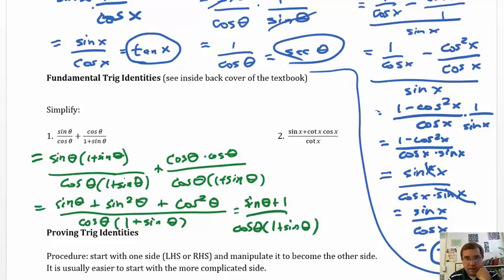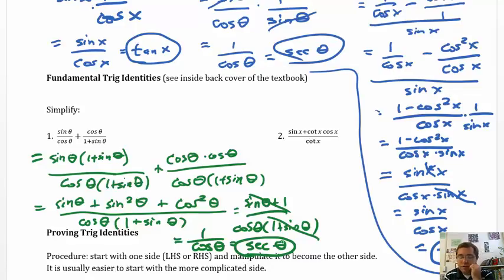Notice anything? I do. I see a sine of theta and a 1 on the top, and a sine of theta and a 1 on the bottom. So if I treat that as one factor, I can cancel that whole thing out. Cosine of theta is still on the bottom, so it's 1 over cosine of theta, which of course is the secant of theta. Exciting, right? So number 2, which I have so little space to do now. Sine of x plus cotangent of x times cosine of x all over cotangent of x. Oh, let me see if I can get myself some more space to do that in.